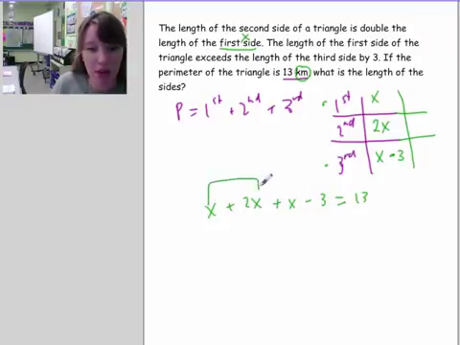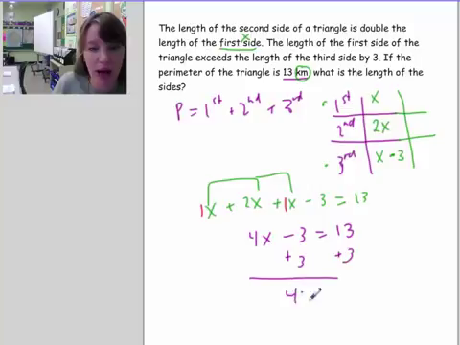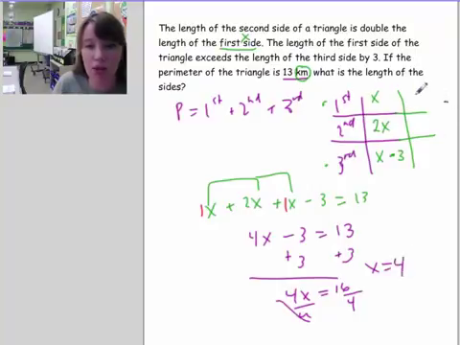Okay, let's add together like terms. So remember that these are ones here. So we'd have 1x plus 2x plus 1x is 4x, minus 3 is 13. Okay, let's add 3 to both sides here. We'd have 4x is equal to 16. Divide by 4. We'd have x is equal to 4. Okay, so the first side here is 4 kilometers. This one is 8 kilometers.